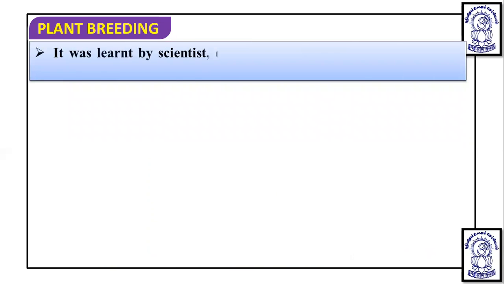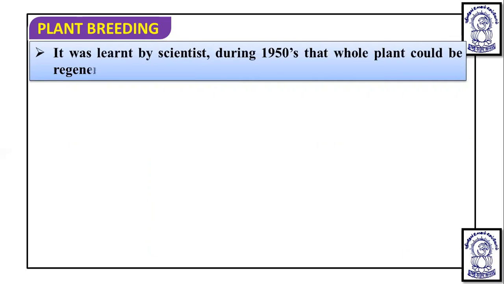It was learned by scientists during the 1950s that a whole plant could be regenerated from the explant. Some scientists thought in the early 1950s that we can create a whole new plant from a segment of a plant part that is called an explant. So the plant part which is going to be cultured is called an explant.